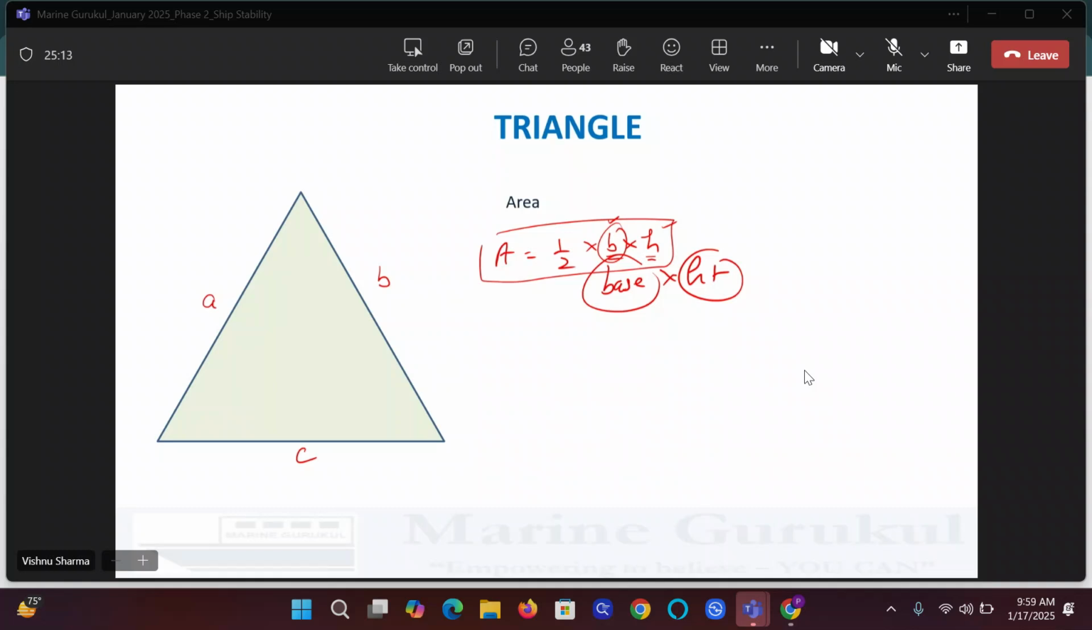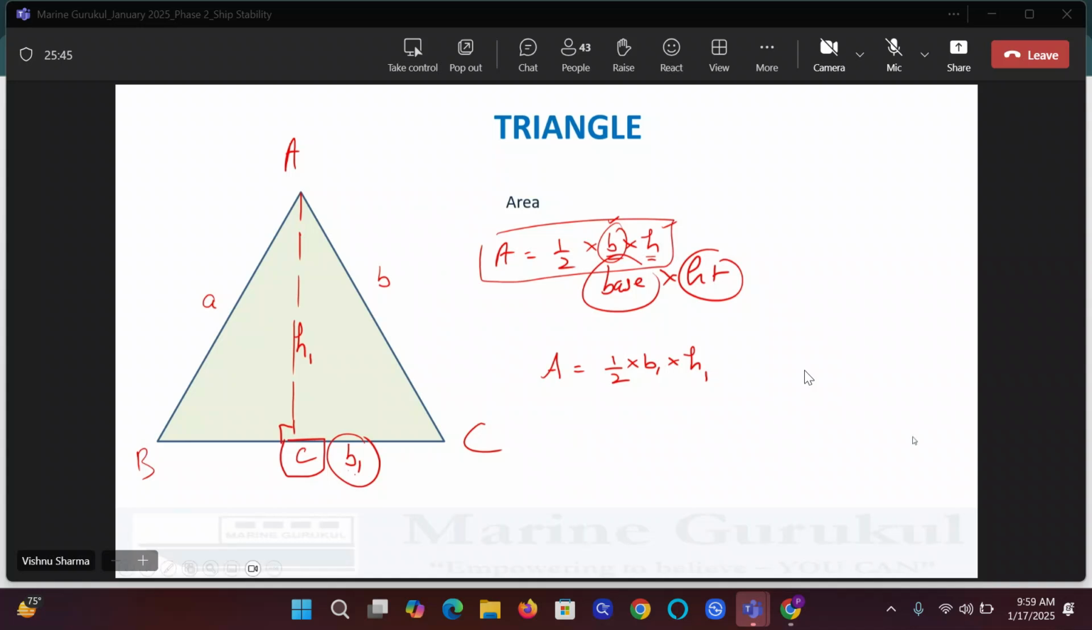Okay. Now, if somebody wants to take C as the base, let us say this is base 1. Then the perpendicular distance of the opposite vertex, let us say this is A, B, C, the opposite vertex is A. The perpendicular distance of the opposite vertex from this base is the height corresponding to base 1. So the area of the triangle will be half into B1 into H1.